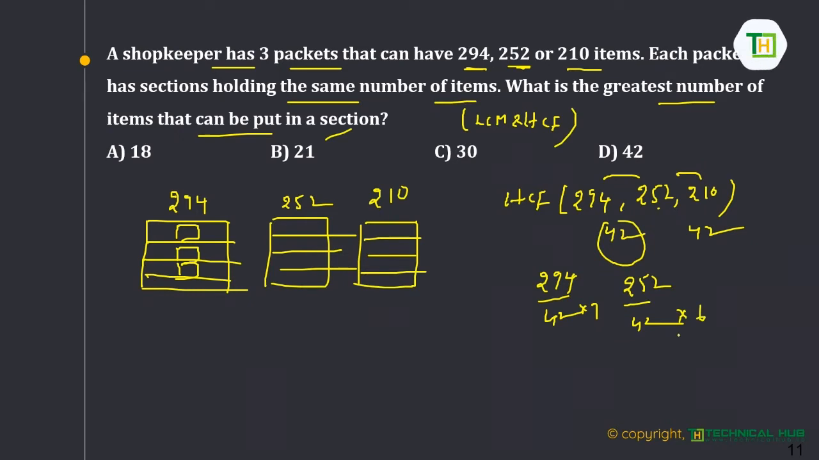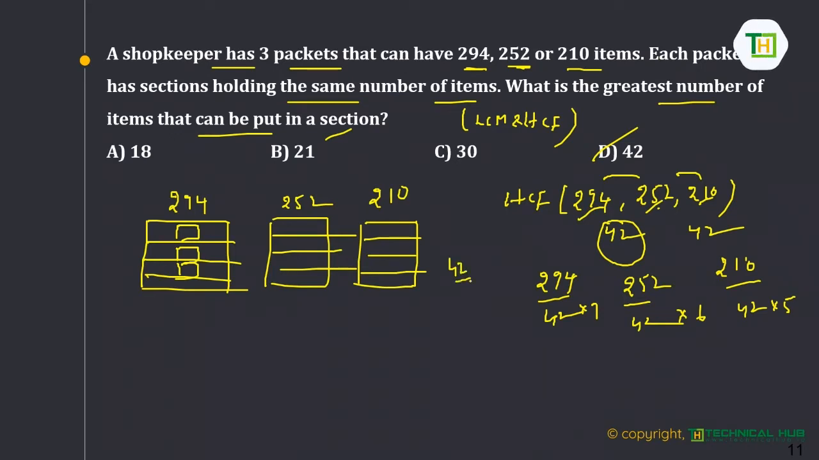That is exactly 6. 6 into 2 is 12, and 1 is a carry. So we will get 252. Similarly, 210 by 42, how many times is it possible? 5 times is possible. Yes, so this difference exactly divides all the 3 numbers. Then what is our HCF? 42 only. If it does not divide, first divide with 2.